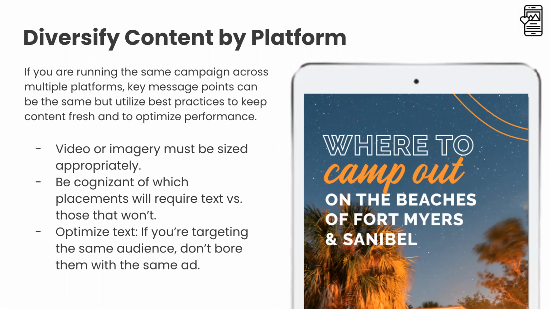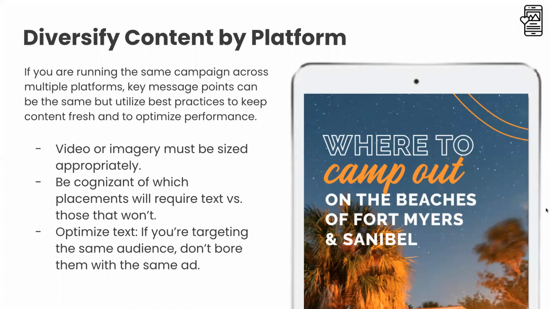You want to be aware that some placements are going to require text and then some aren't going to have any text. So you want to make sure that you're adjusting your creative appropriately there to convey that message or to convey that CTA. And you want to optimize your text. So if you're targeting the same audience, let's not serve them the same ad over and over again, but let's make small tweaks where they might recognize the ad from seeing it prior and building that brand awareness. But ultimately, we don't want them to feel bored or to just go through it because they've quote unquote already seen it.